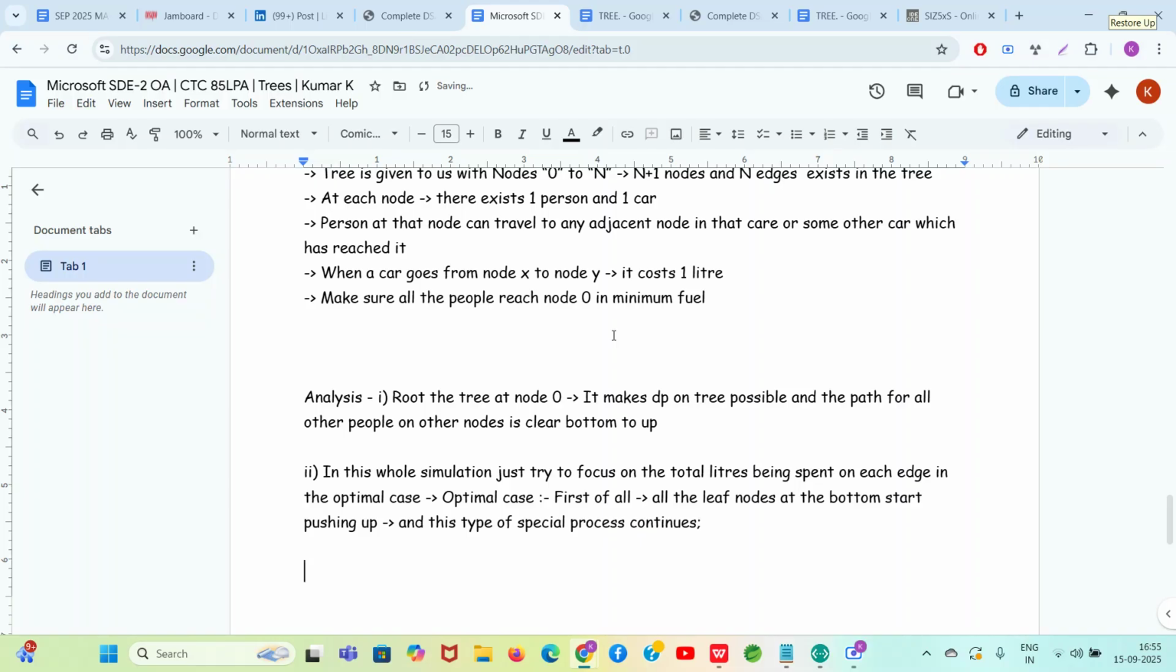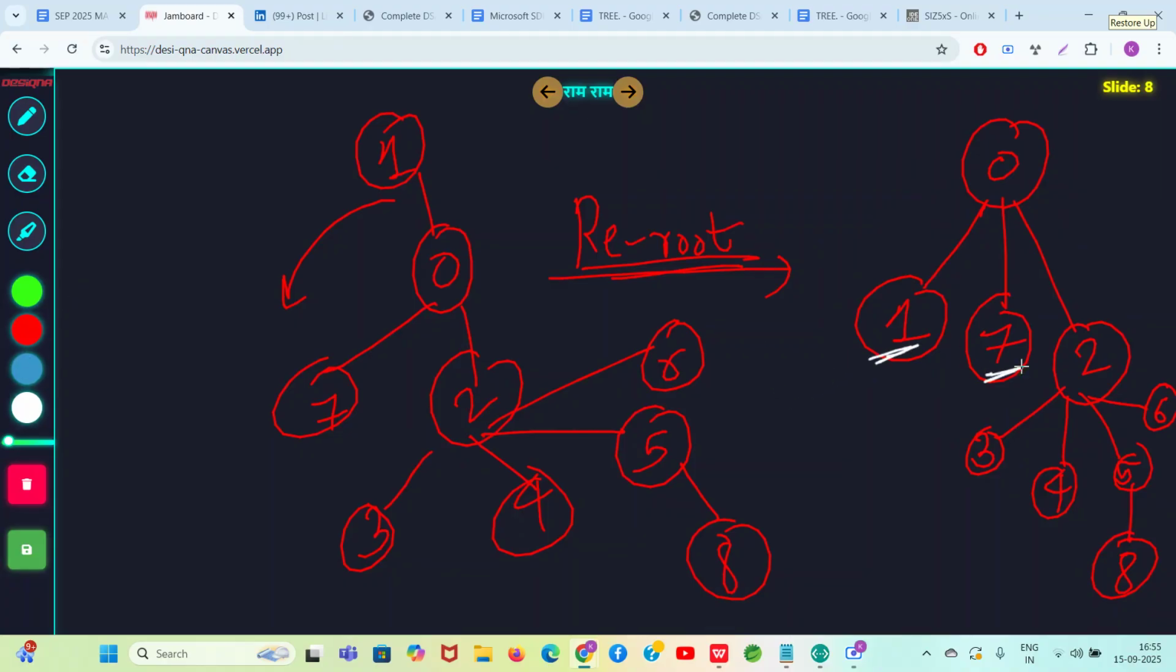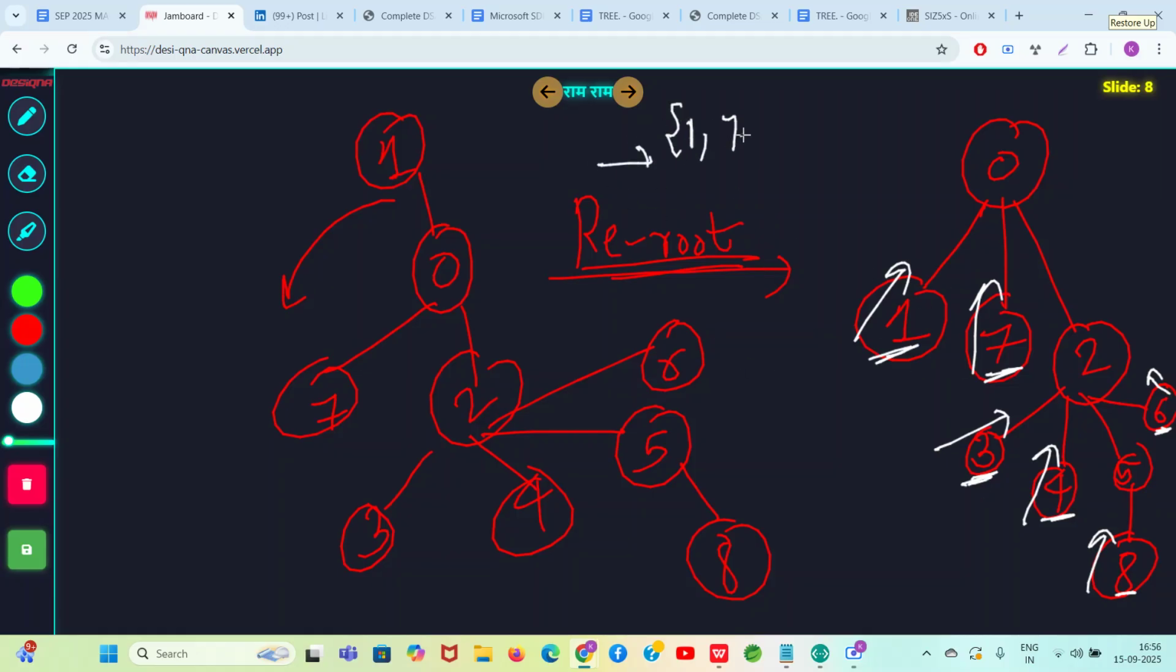So what do I mean by this? You can see which are the leaf nodes here. I will color them with, let's say, white color. This is a leaf node, this is a leaf node, the node which does not have any children. First movement should always be from the leaf nodes only, because leaf nodes have no other option apart from going up. So first the actions should be taken on the leaf nodes like 1, 7, 3, 4, 8, and 6. Once you are done with the leaf nodes, then just check the nodes above the leaf node.